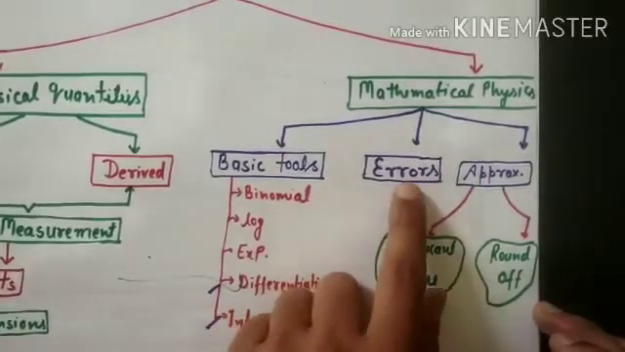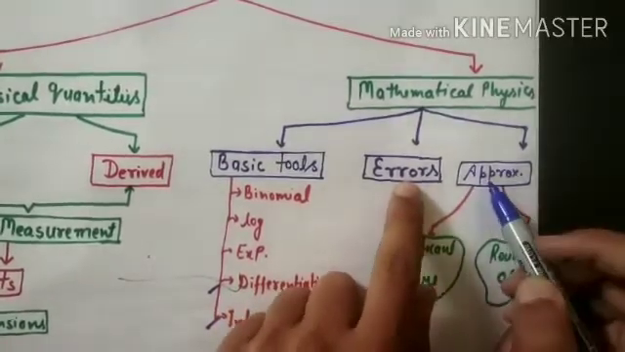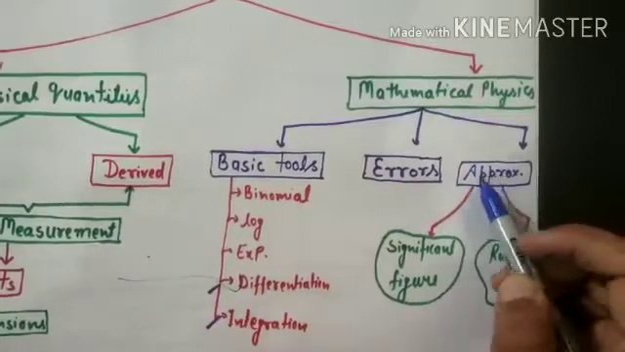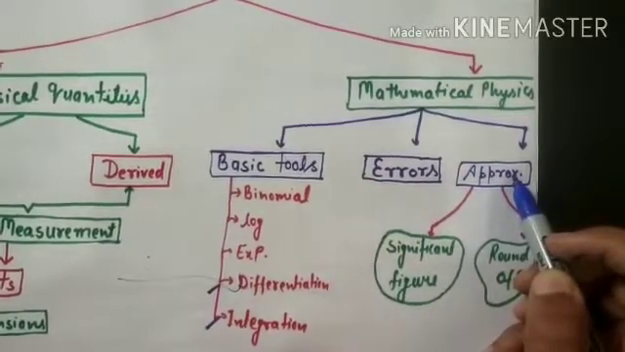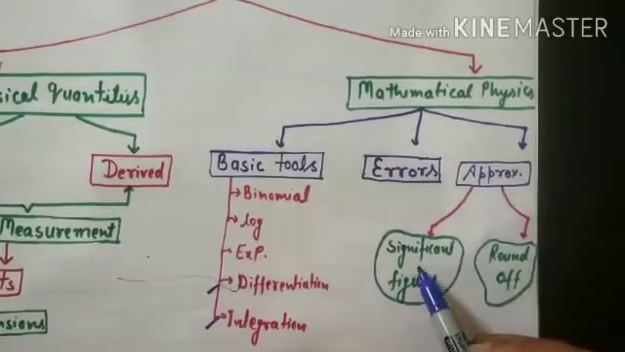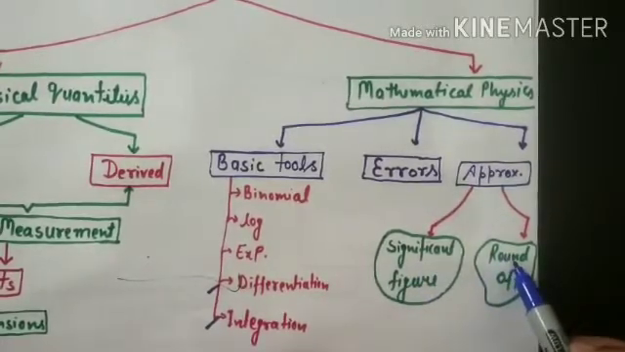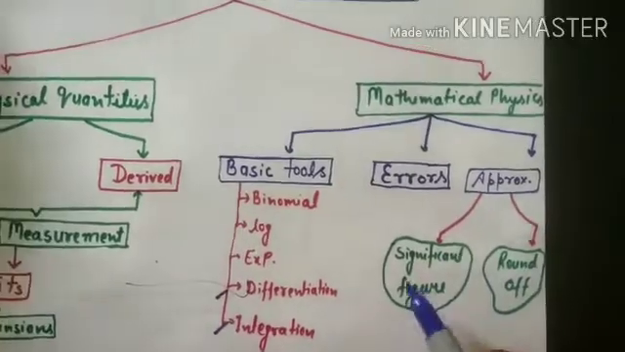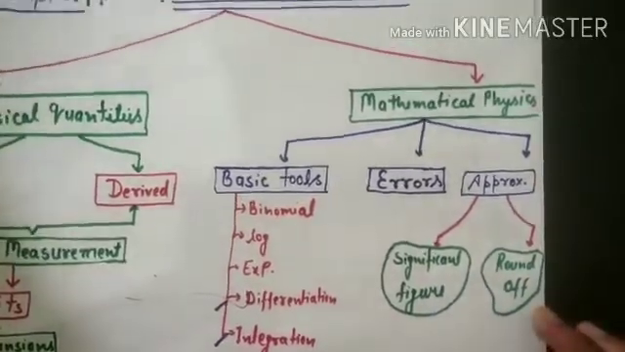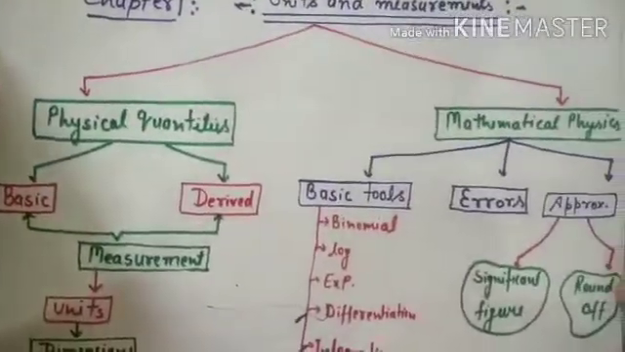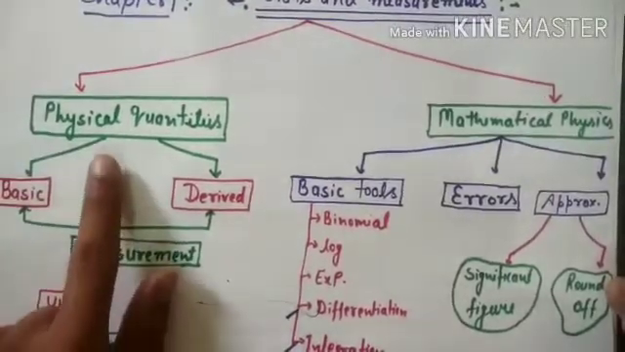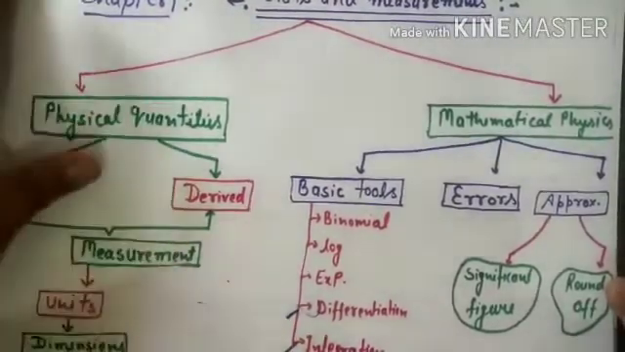And then we'll study errors. And the last topic of this chapter is approximation, methods of approximation, in which we will study significant figures and the rounding off process, how to round off any figure. So this is all about the chapter. So let's start the chapter with this first segment, that is physical quantity.